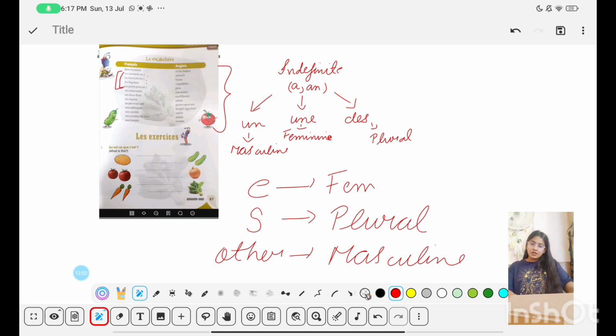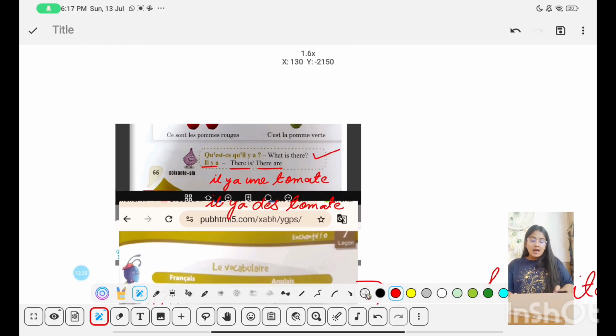This is the trick. Now, is it applicable for all the words in the complete French language? No. There are certain exceptions, like cucumber. We've just seen cucumber ending with E but is masculine. So there are certain exceptions, but mostly, like 90% of words, you can use this trick for specifying the gender of words. That words that are ending with E are feminine, words that are ending with S are plural, and every other word is masculine. I hope this video was helpful, and all the very best for your exam.